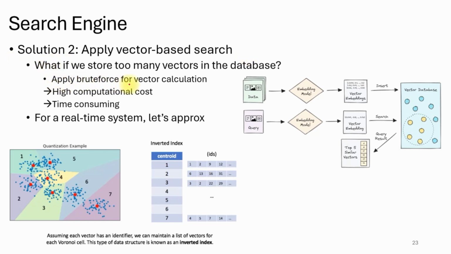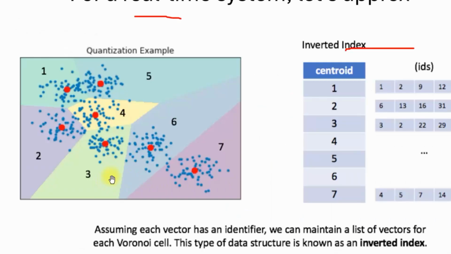When we do the cosine similarity search, technically we are applying brute force for vector calculation. So you can imagine you have thousands or millions of vectors. The brute force approach will spend lots of time. It has a high computational cost and is time consuming. So how can we solve this problem? In practice, we don't find the exact matching information. We will try to approximate the information. So how can we do the approximation?